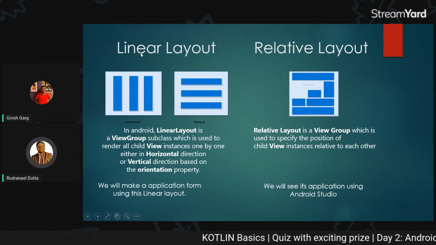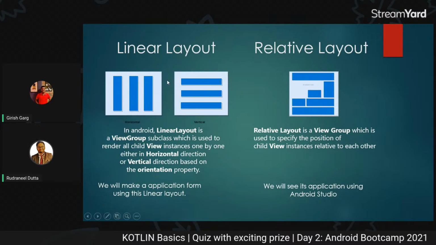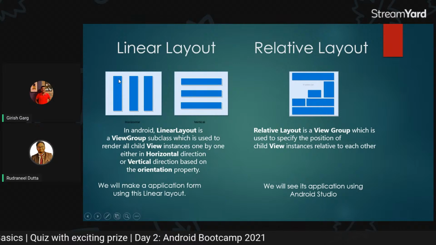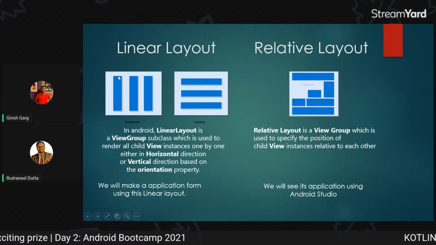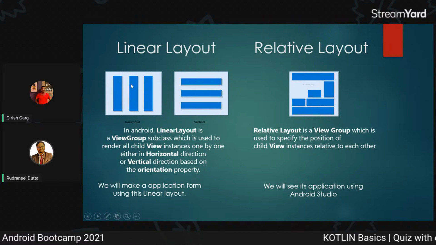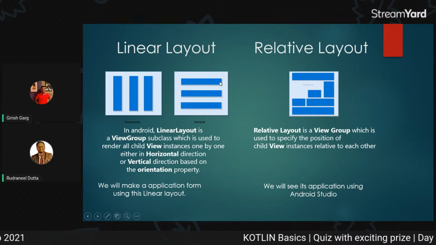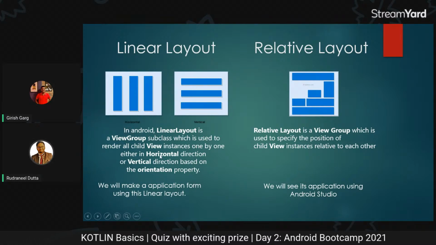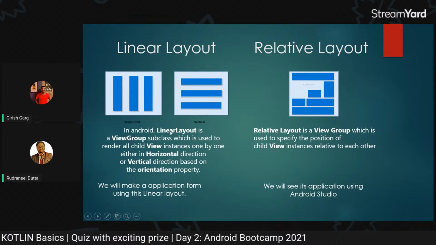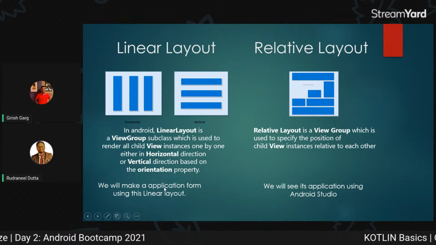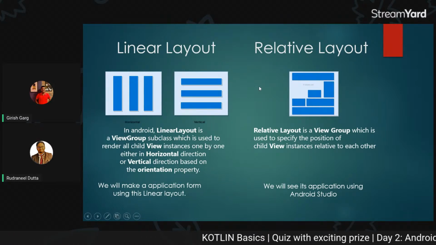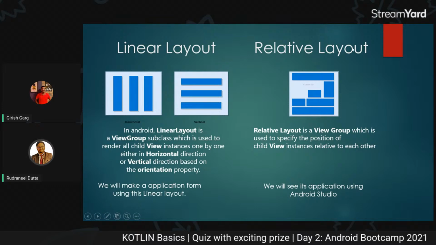In the linear layout, there are basically two types of orientations. One is the horizontal, where you'll have the texts or the widgets in this order, or you can do the vertical one. There's a short description on this linear layout. You can go through this, and we'll make an application form using this linear layout in the later part of this session.